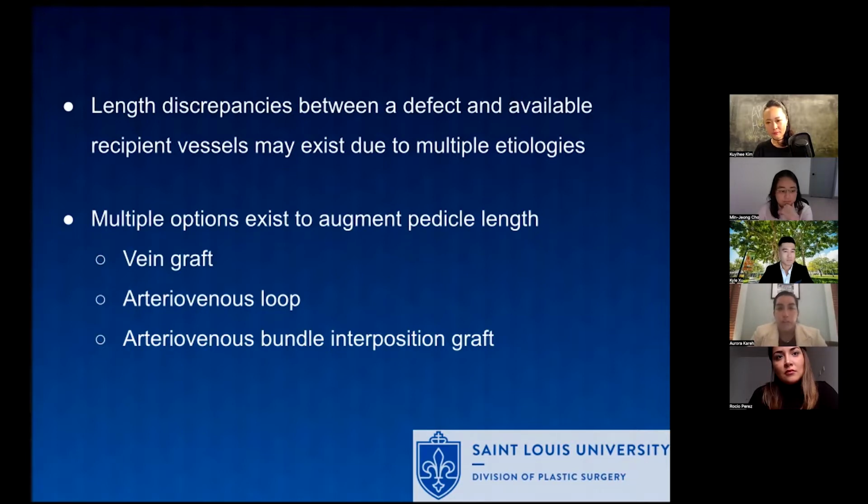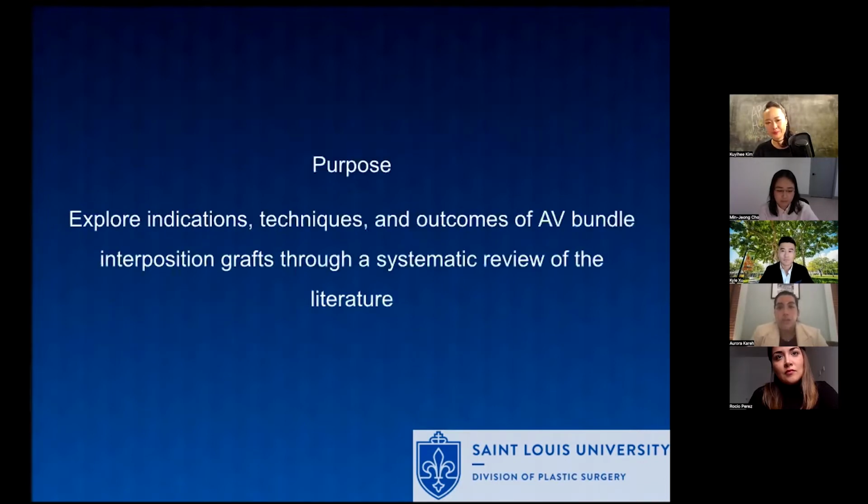loop itself. And so AV bundle grafts are a great option because they're harvested as one soft tissue graft or pedicle that contains an artery and a vein with preserved interconnections between those 2 vessels. They're anatomically closer in size to most flap pedicles. They have decreased donor site morbidity than AV loops due to the length that you have to take. And they can achieve a more even pressure equilibrium between the artery and the vein. So like I said, the purpose of our study was to explore the indications, techniques, and outcomes of AV bundle interposition grafts through a systematic review of the literature.